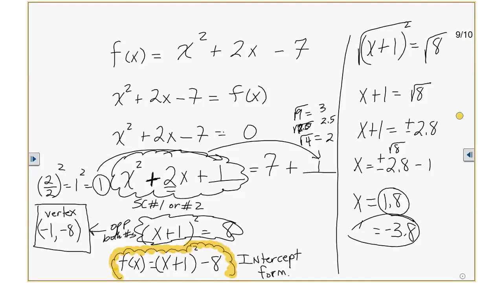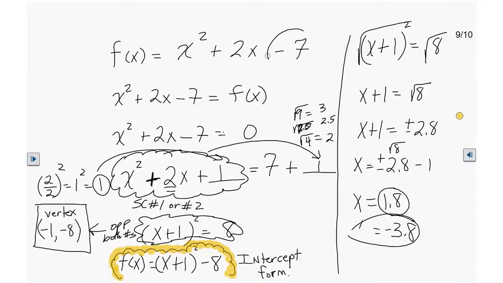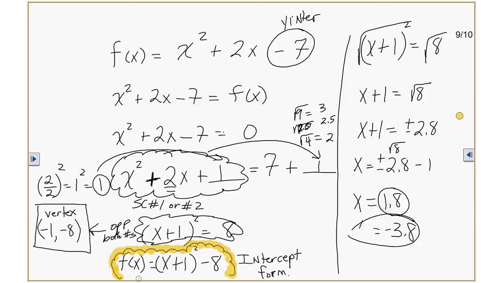Now that you have all of this, what do you have? Well, you have the y-intercept. You have the vertex. And you have the what? I want you to sketch this graph with those 4 points.